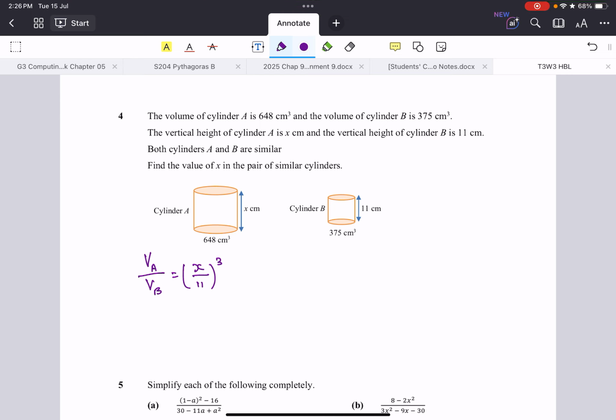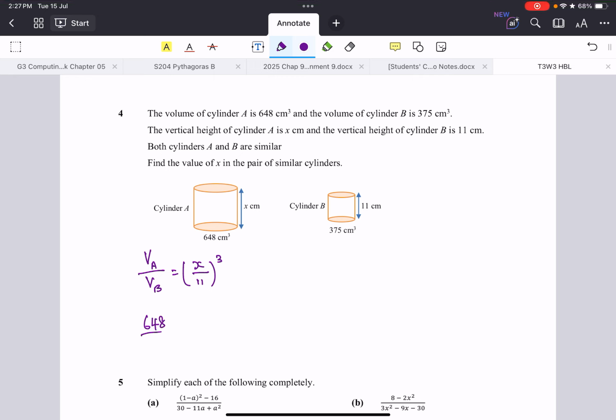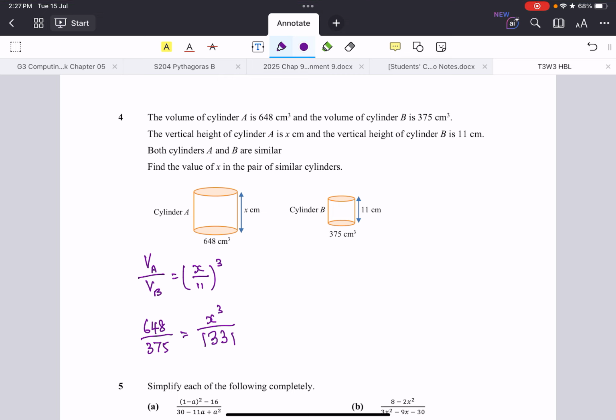So filling in with the values we know, 648 over 375 equals x to the power 3 over 11 to the power 3. How much is 11 to the power 3? That's our calculator. 1331. So continuing, x cubed will be equals to 648 divided by 375 multiplied by 1331, which gives us 2299.968. We cube root this.